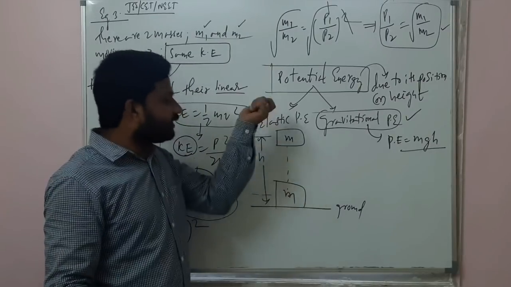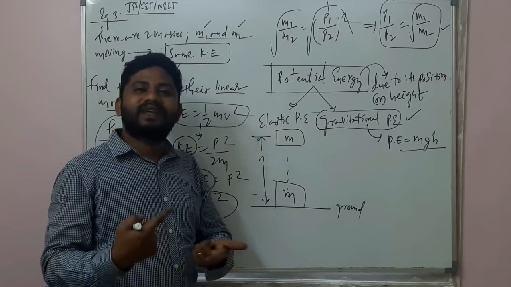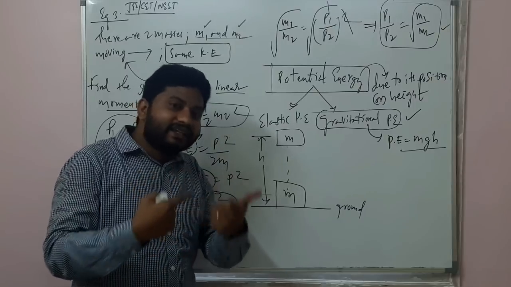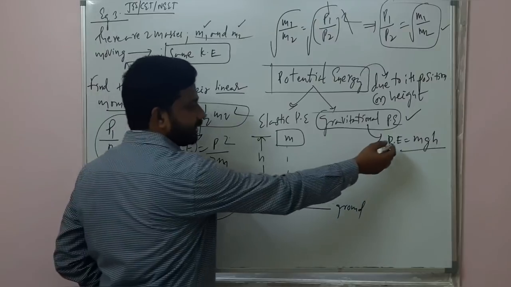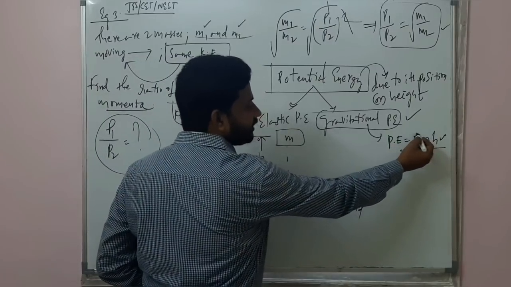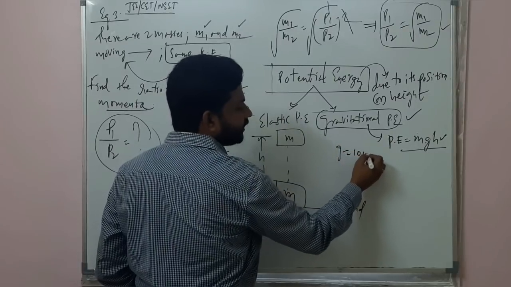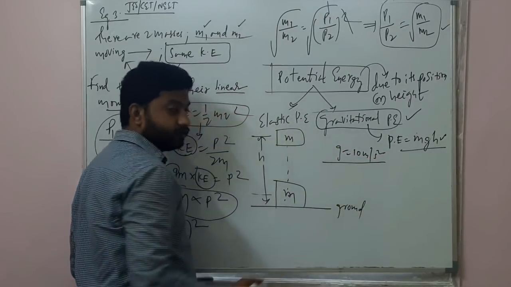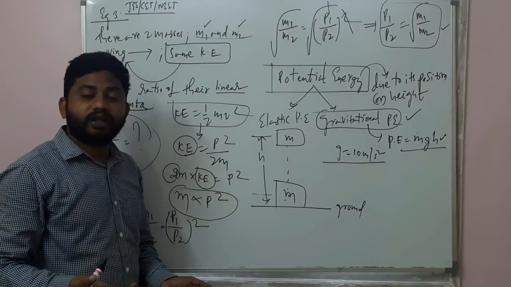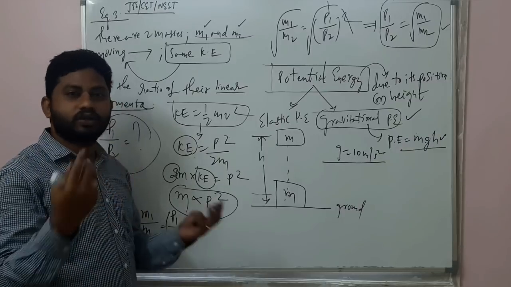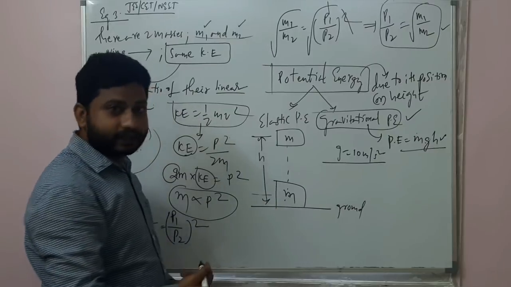As I am raising the body, as I am changing the position of the body, there is energy stored in the body, that's called potential energy. And that potential energy is mgh, where m is the mass of this body, g is acceleration due to gravity, 10 meter per second square. I've already told you, it may be 9.8 or 10, depending on the given question. Now, h is the amount of height I have taken.